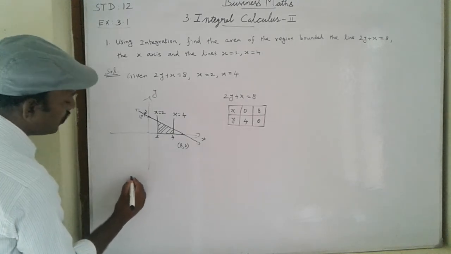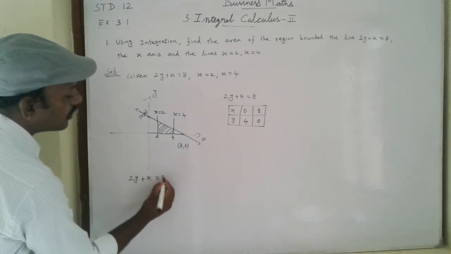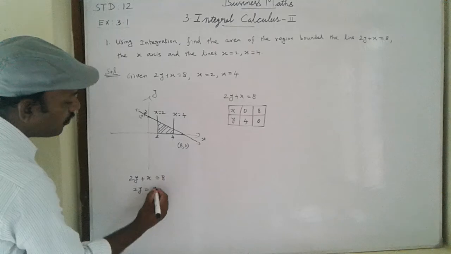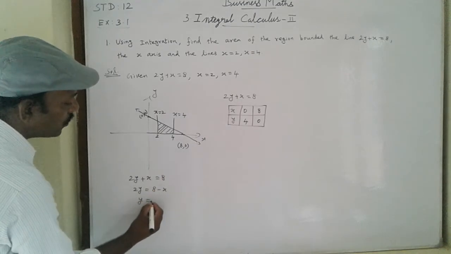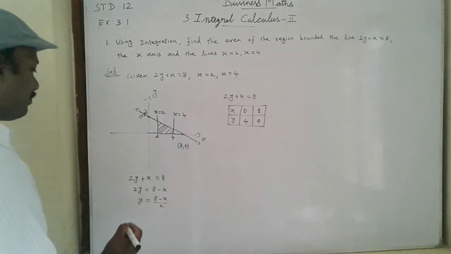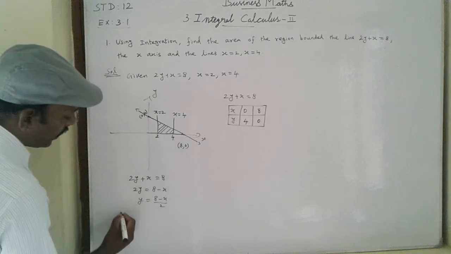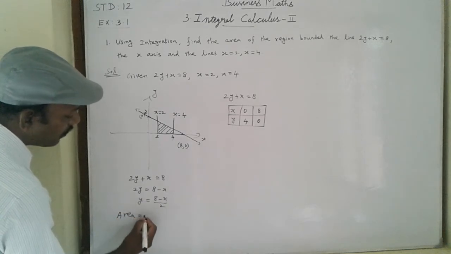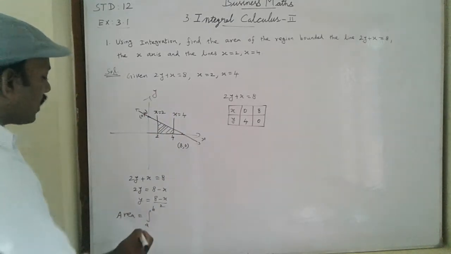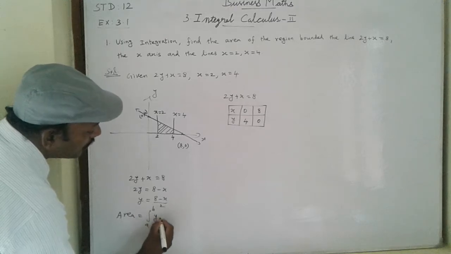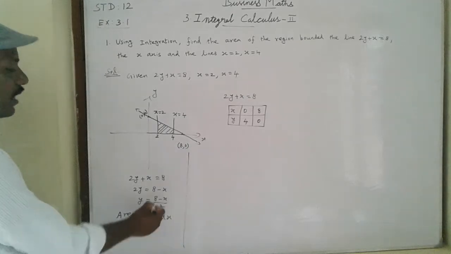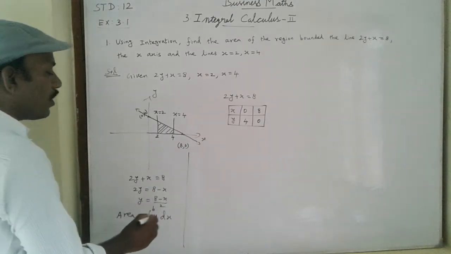Here the given question is 2y plus x equal to 8. So the y value we should find out. 2y equal to 8 minus x, y equal to 8 minus x divided by 2. So area equal to, what is the formula? Integral a to b above the x axis. So integral a to b y into dx is the formula. We know that.